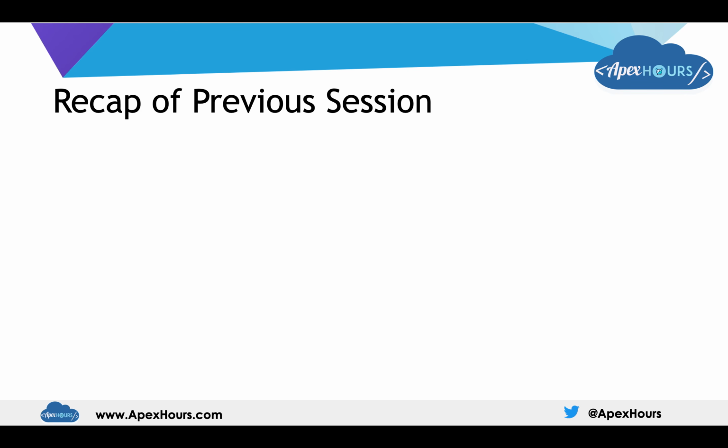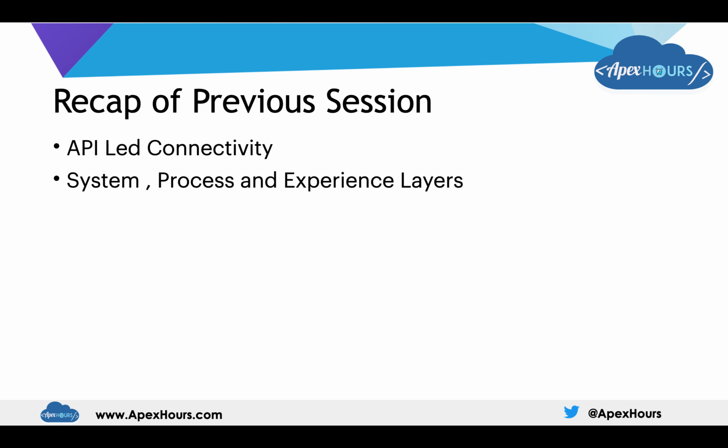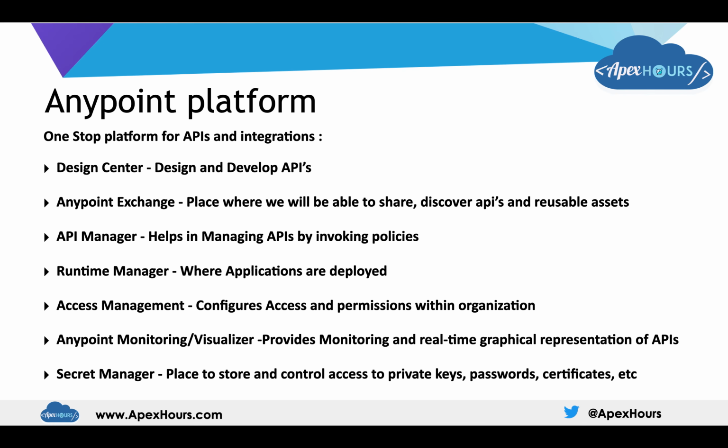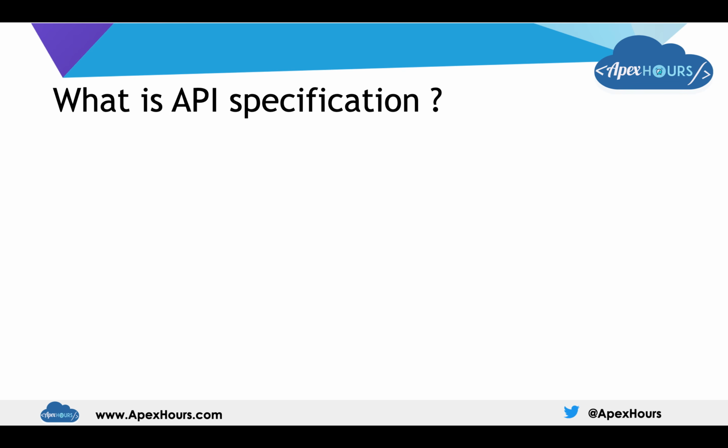Now I will quickly discuss what we have done in our previous session. We discussed the API-led connectivity approach, and all 3 layers: system, process, and experience layers, and examples. And we also discussed Anypoint Platform.